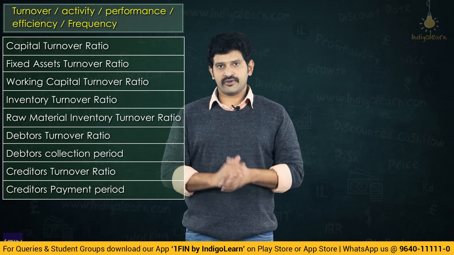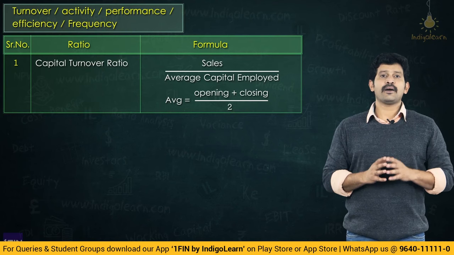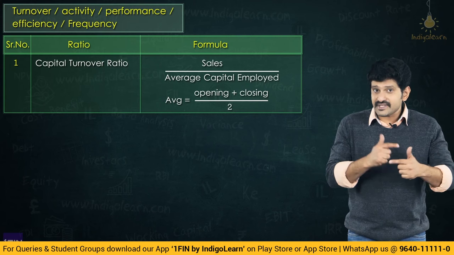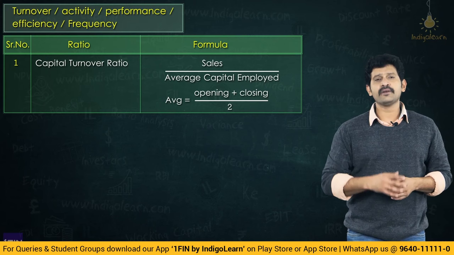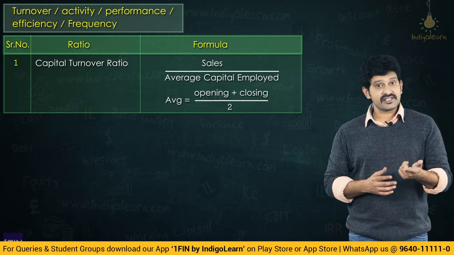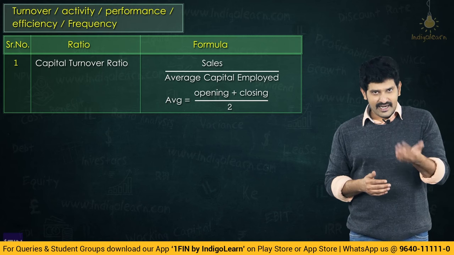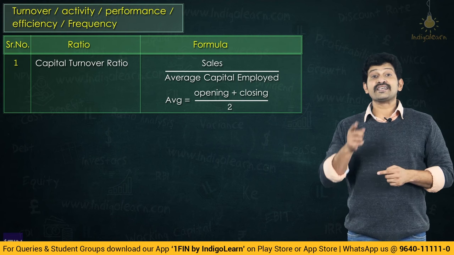Now, first of all, the capital turnover ratio. What is this capital turnover ratio? It is sales by capital employed. What does it mean? For the capital employed, how many times the company is able to generate sales is nothing but our capital turnover ratio. For example, the capital employed is 10 crores and the sales or turnover generated is 20 crores. Then we will say the company's capital turnover ratio is 2 times. Similarly, if the capital employed is 10 crores and the sales is only 7 crores, then we will say the capital turnover ratio is 0.7 times. So, like this, we will compute.